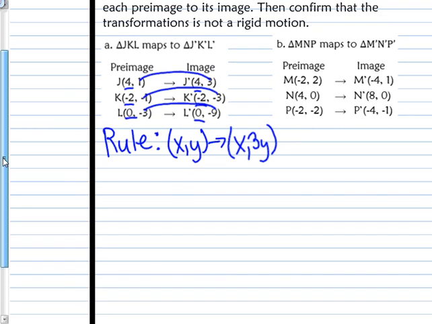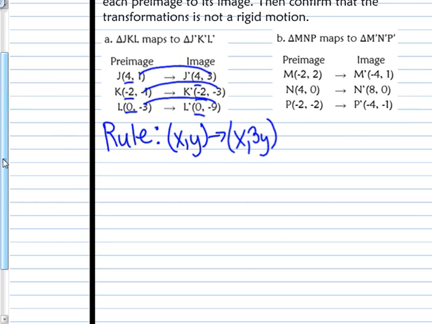And we do that by using the distance formula. We have to find if one side of the pre-image is equal to one side of the image. And if it is, then it's a rigid motion. If it's not, it's not a rigid motion. Okay? So I'm going to set up the distance formula.